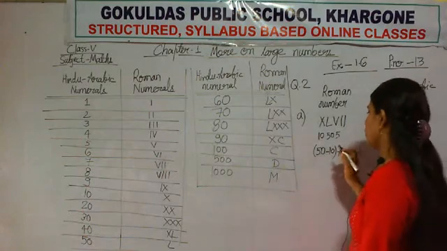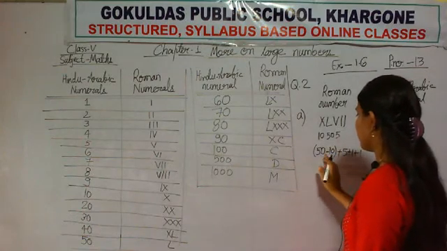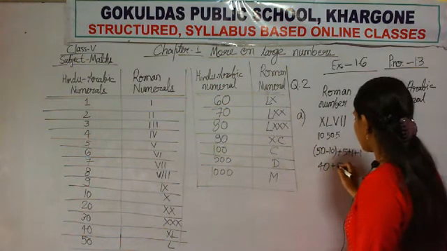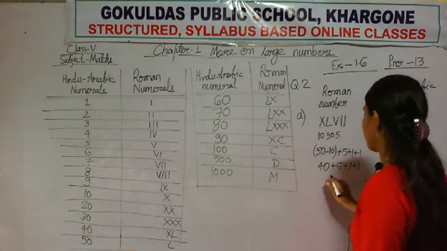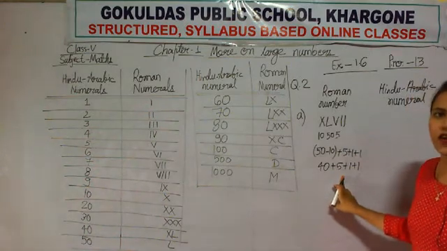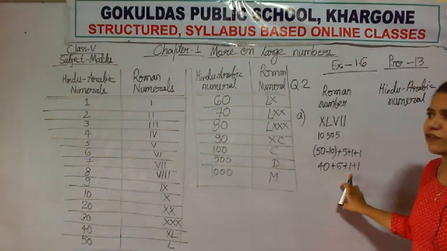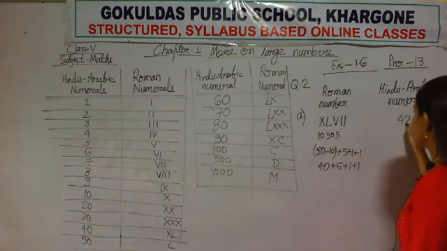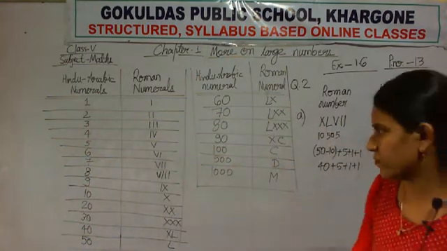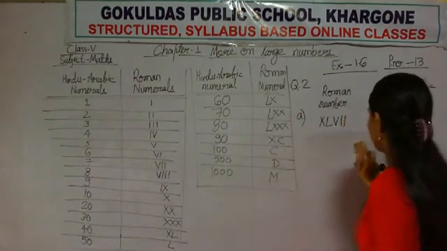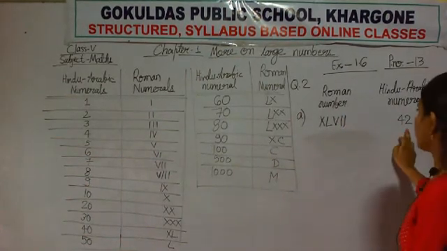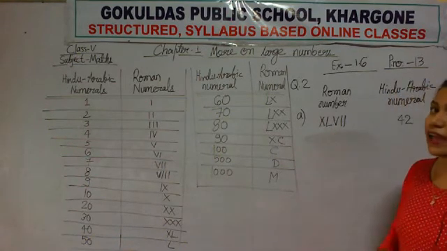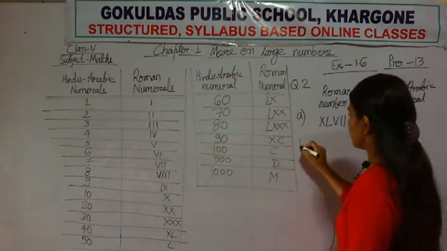It is the rule. Okay, so 50 minus 10 is 40, plus 5 plus 1 plus 1. So 40 plus 5 is 45, plus 1 is 46, and plus 1 is 47. So the Hindu-Arabic number for the Roman symbol XLVII is 47. Let's do part B.